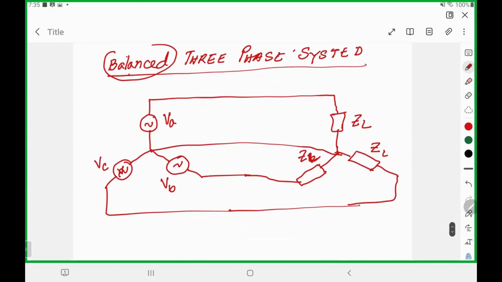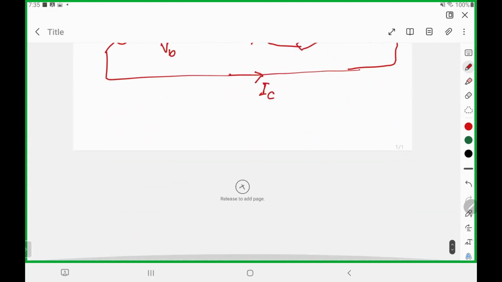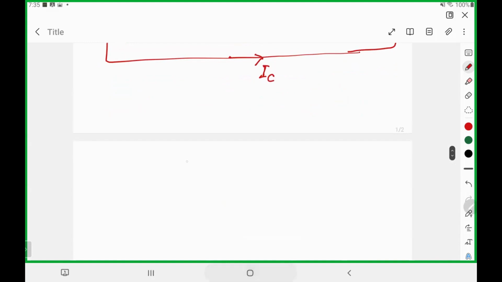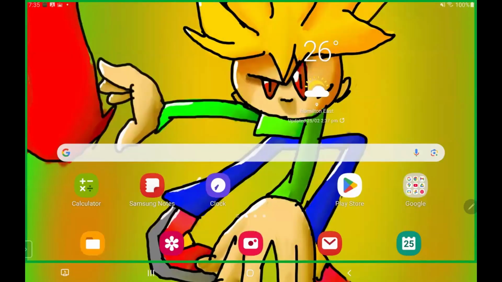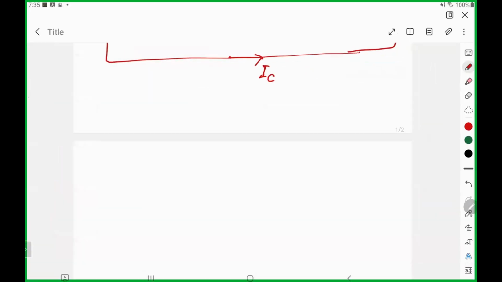This will be called balanced when I have the same load connected to each other, which gives the same current flowing through the line. So IA, IB, and IC have the same magnitude. With the three-phase system, we are talking about the magnitude only.